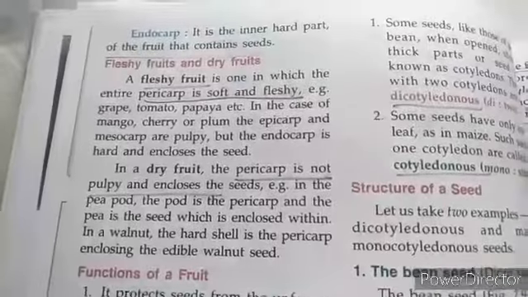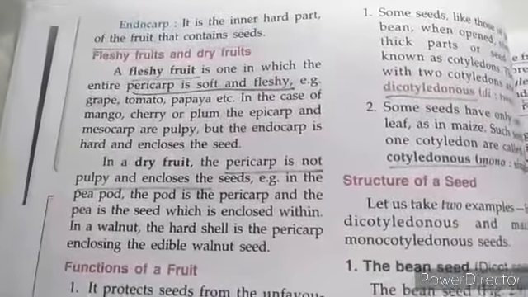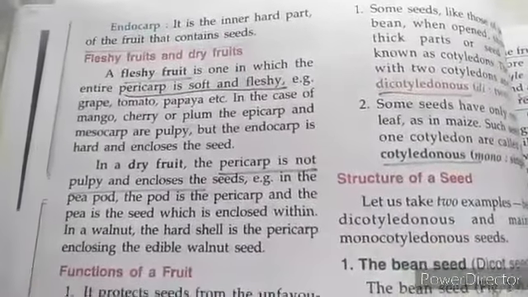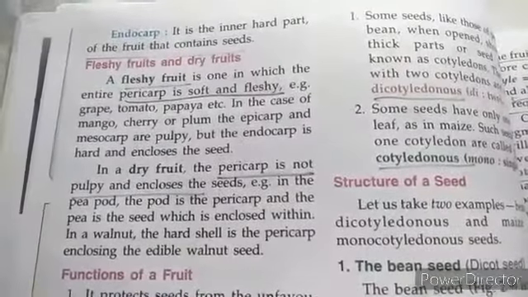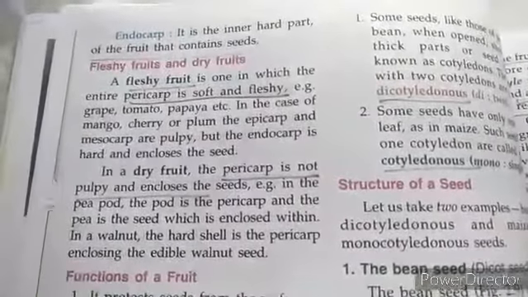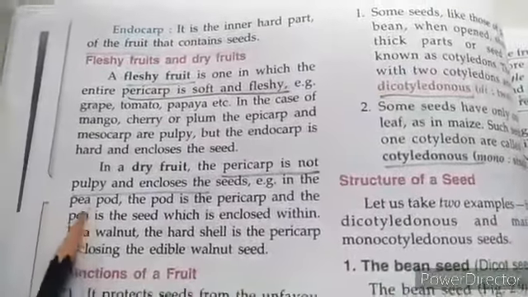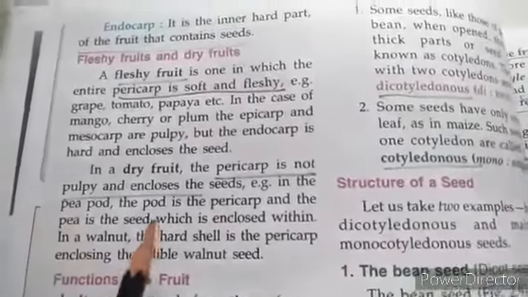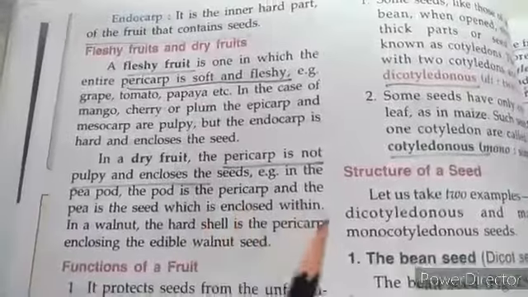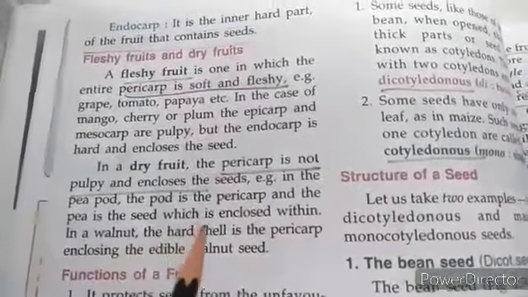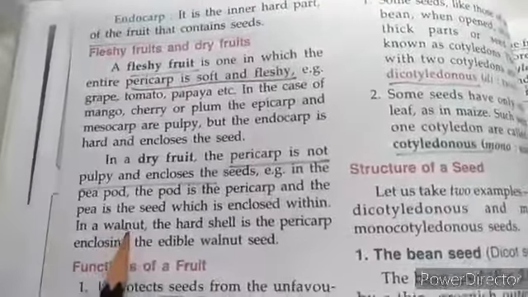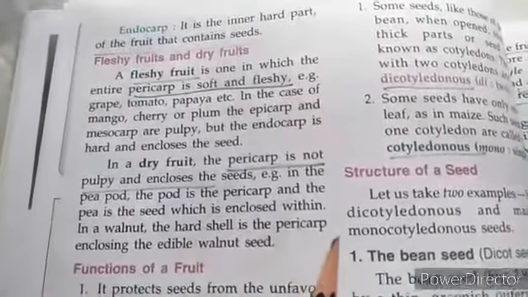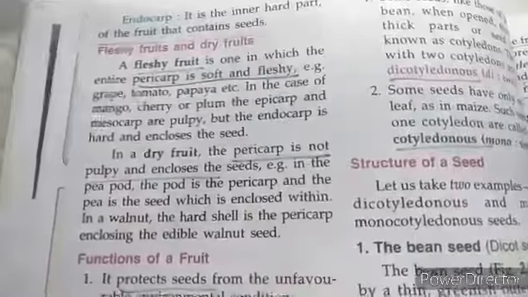The best examples are grapes, tomato and papaya. Then we come to dry fruits. In a dry fruit, the pericarp is not pulpy and encloses the seed. In the pea pod, which is mutter, the pod is the pericarp and the pea is the seed, which is enclosed within. In walnut, akhroot, the hard shell is the pericarp enclosing the edible walnut seed.